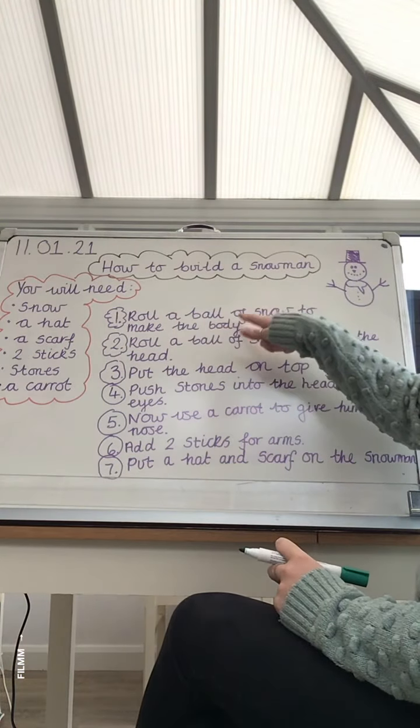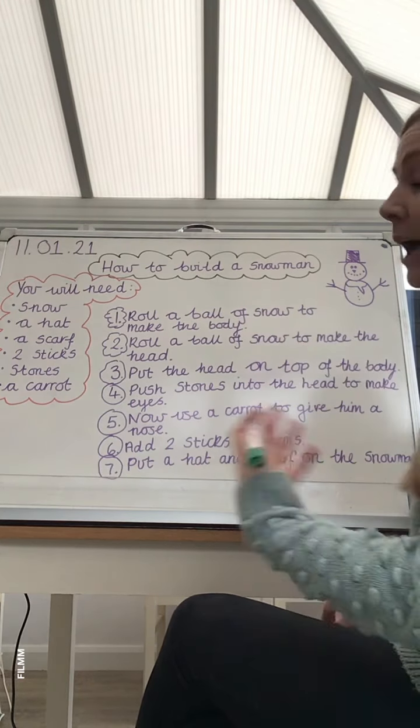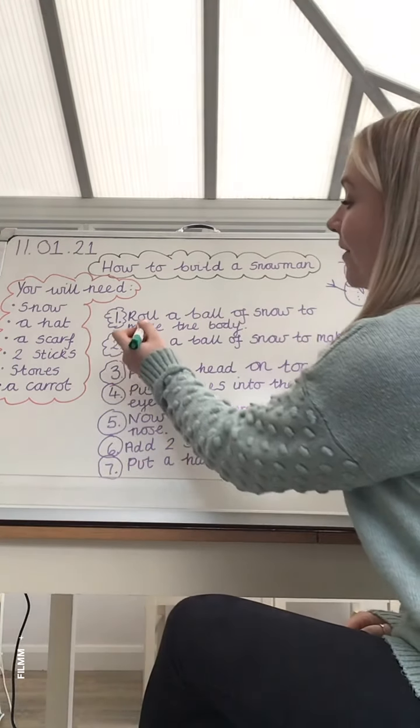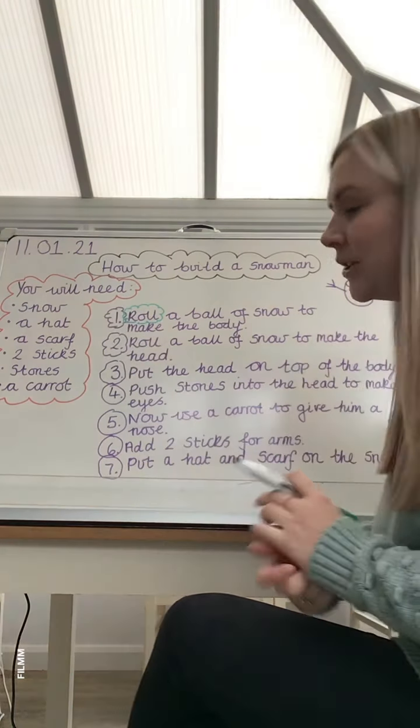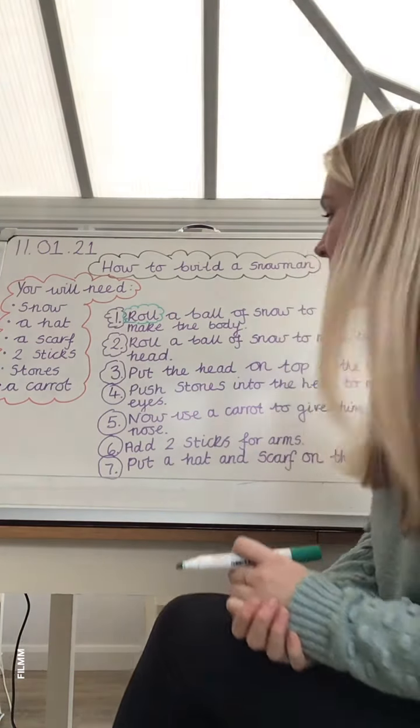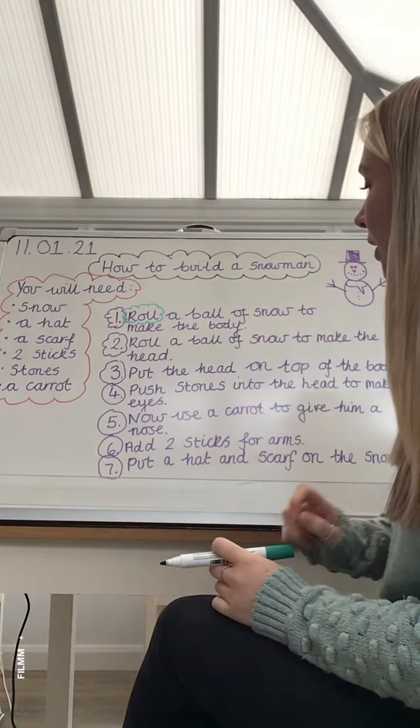Roll a ball of snow to make the body. That was instruction number 1. The bossy verb is roll. It's telling Pedro what he needs to do and it's also being a little bit bossy. Let's look at instruction number 2.